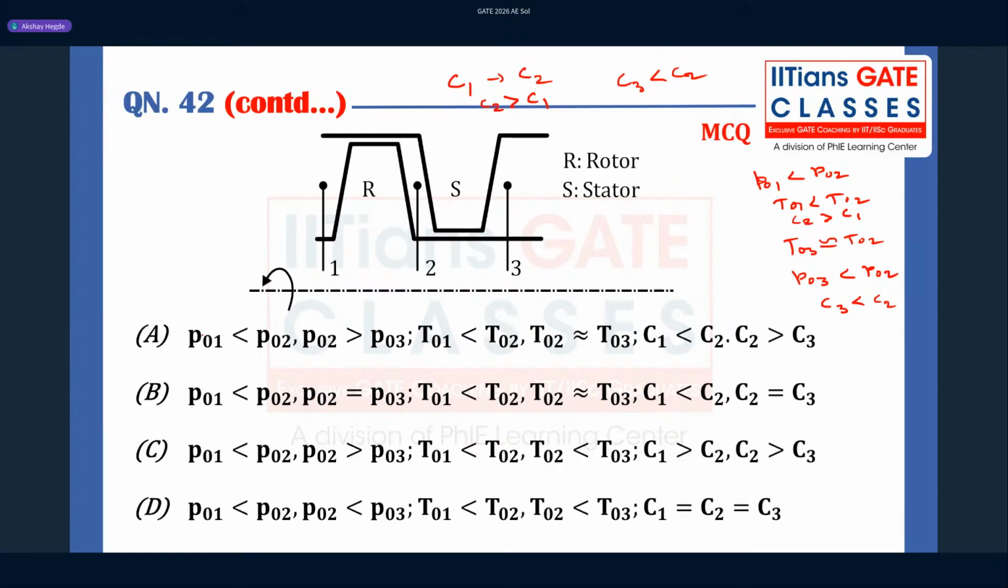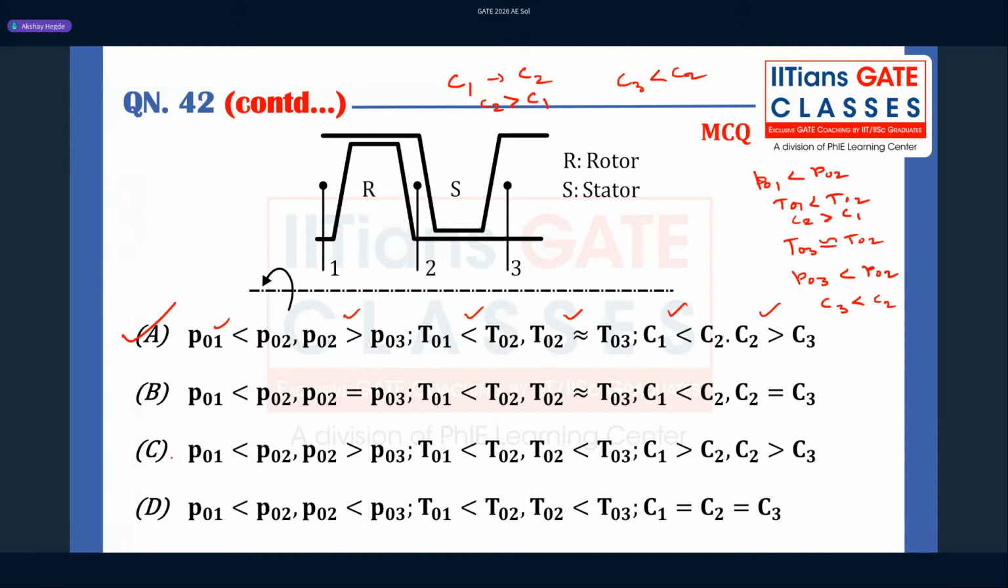So let us look at the options. P01 less than P02, that is correct. P02 greater than P03, that is also correct because total pressure drops across the stator. T01 less than T02, that is correct. T02 is approximately equal to T03, that is correct. And C1 is less than C2, yes, true. Acceleration in the rotor and deceleration in the stator, so this is true. So option A seems everything is correct.